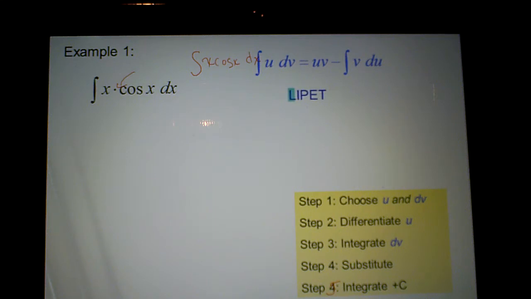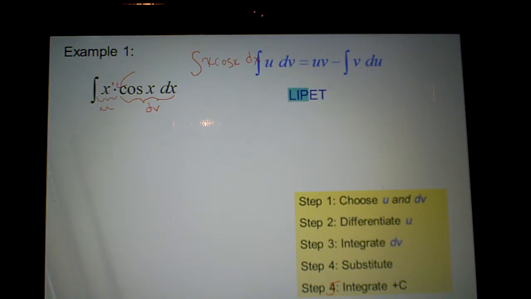So first, are either of the two functions logarithmic? No. Are any of them inverse trig? No. But x to the first is a polynomial, so this is going to be my u, and all the rest is going to be dv.